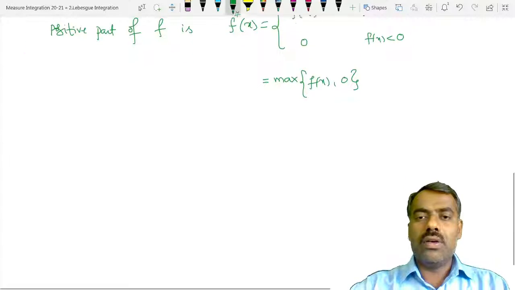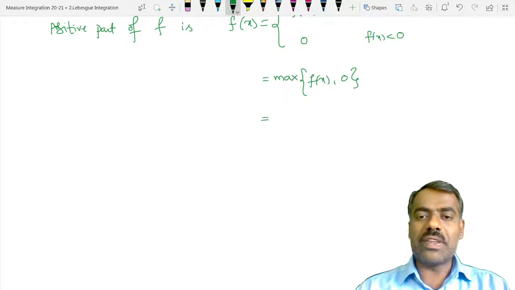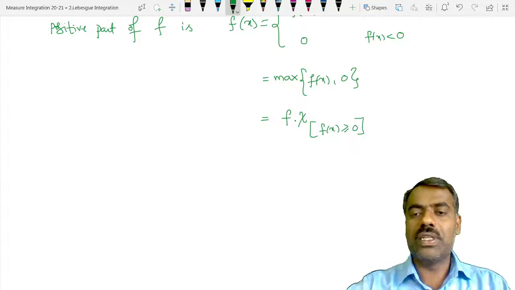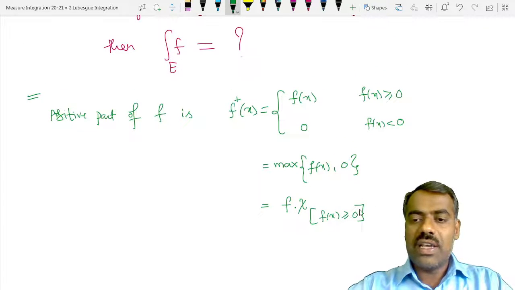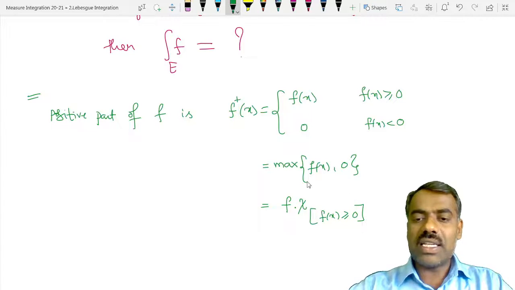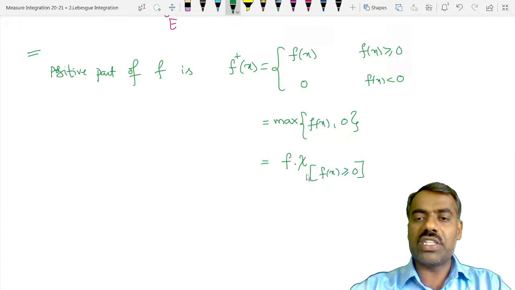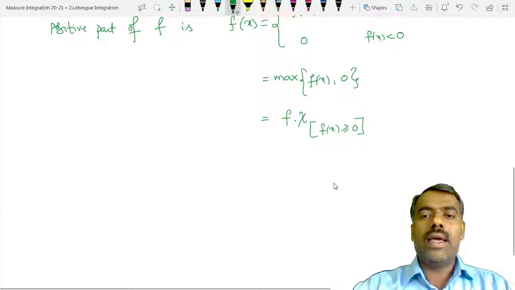We can also define this in terms of the characteristic function. This is the same as f times the characteristic function of the set where f of x is greater than or equal to 0. Whenever f of x is greater than or equal to 0, the value of the characteristic function is 1 and it is f times 1, which is f of x. Whenever f of x is less than 0, the value of the characteristic function is 0, so this is 0. Any problem?